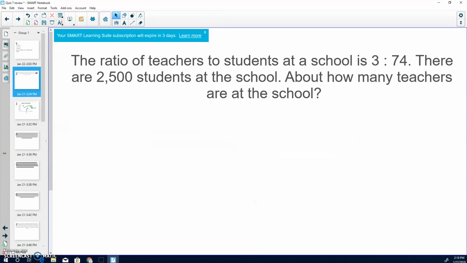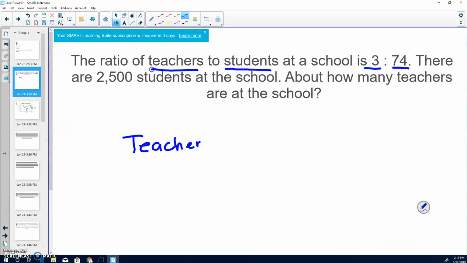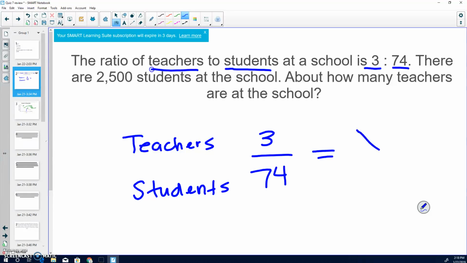The ratio of teachers to students in a school is 3 to 74. It gives you teachers first, students second. There are 2,500 students at the school. About how many teachers are at the school? So you have to set up a proportion. You have your teachers to your students. So you have 3 teachers for every 74 students. How many teachers do you have for 2,500 students?